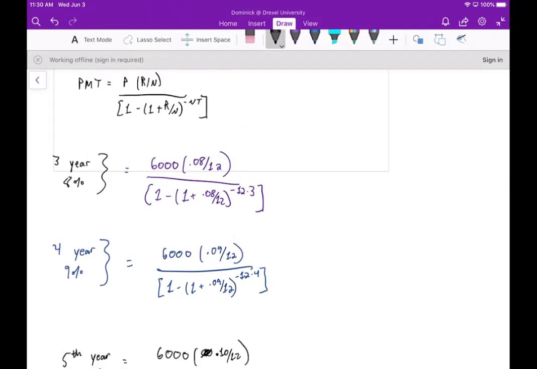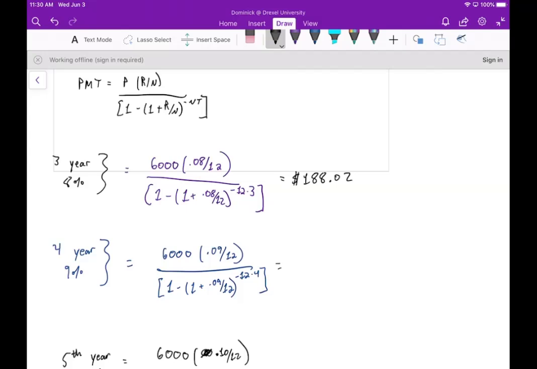All right, so if we enter the first one in, we got 6,000 times 0.08 divided by 12. And then we're dividing that by parenthesis 1 minus parenthesis 1 plus 0.08 divided by 12, and then we're raising that to the parenthesis minus 12 times 3. And close that one, close the entire bottom. And it looks like this monthly payment is going to be 188.02.